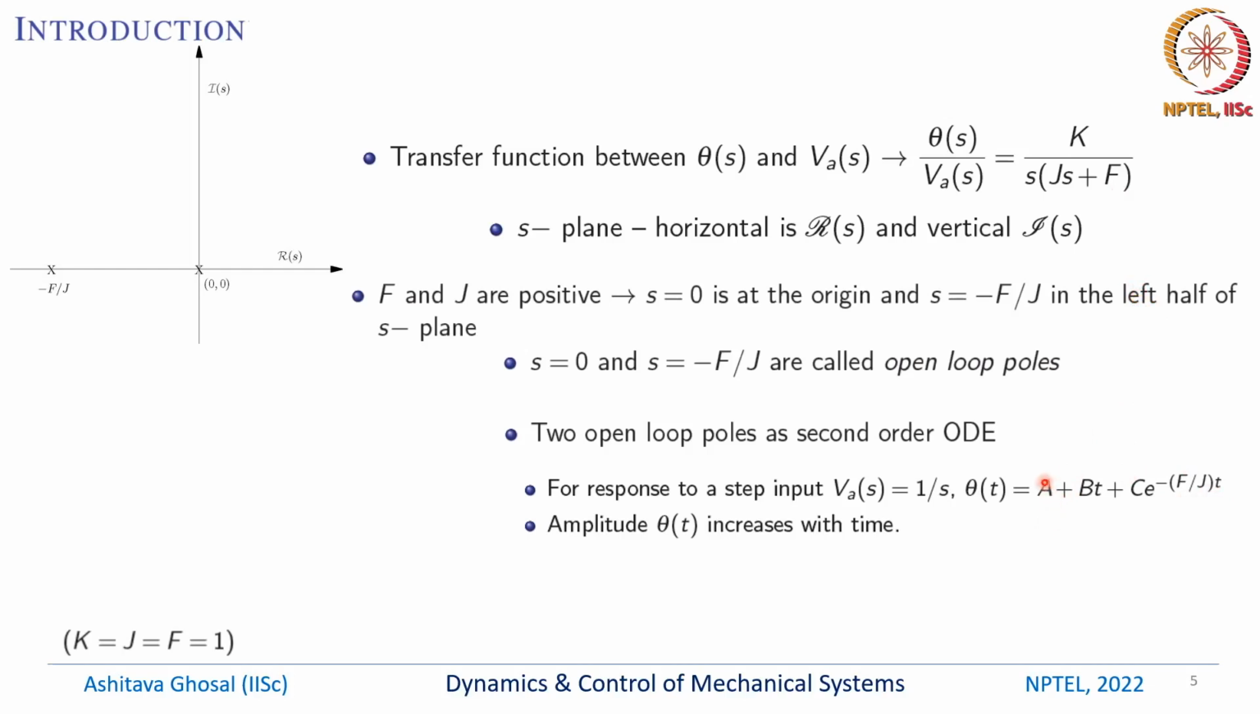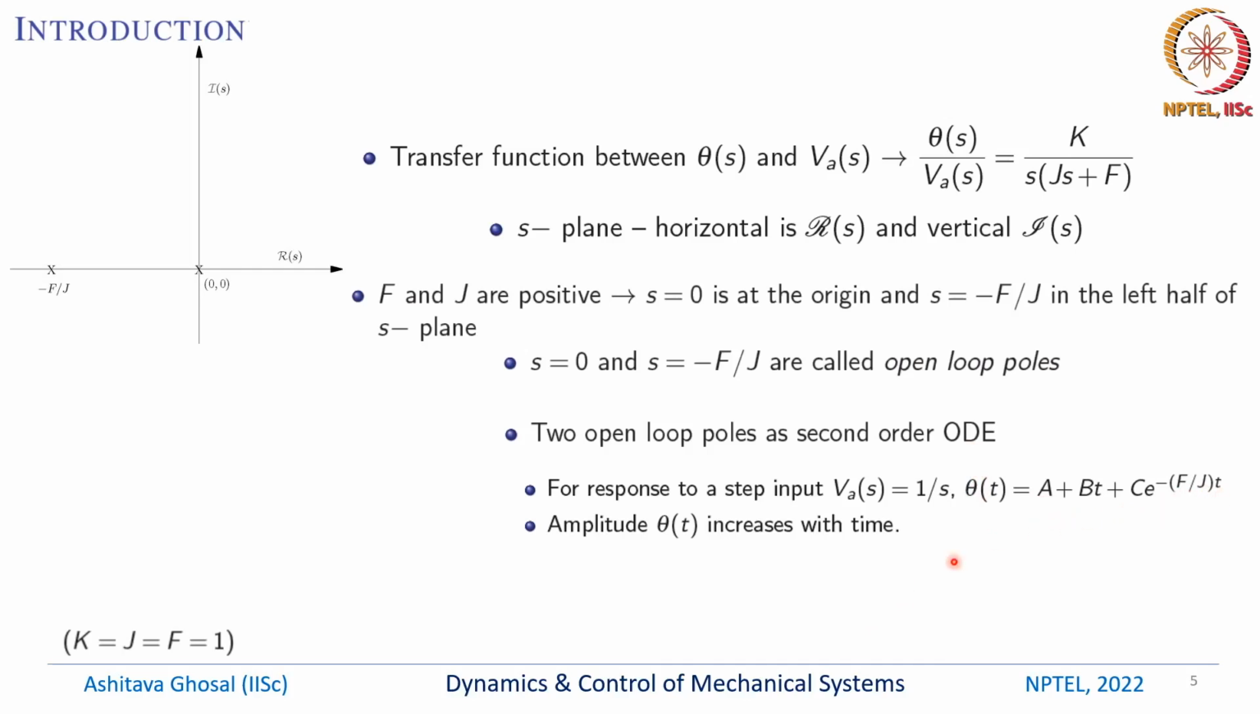I am not showing you what these three terms a, b and c are. They are the numerators of the partial fractions. And once you take the inverse Laplace transform, you will get theta in time domain, which is given by some constant, plus b into t plus c into e to the power minus f by j into t.